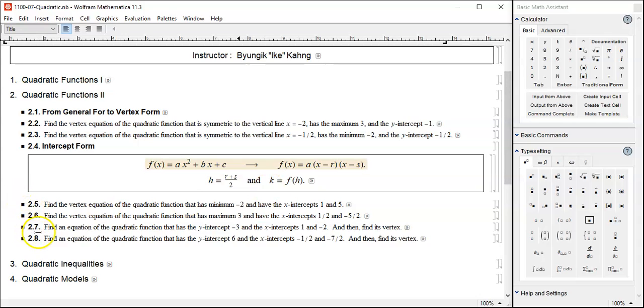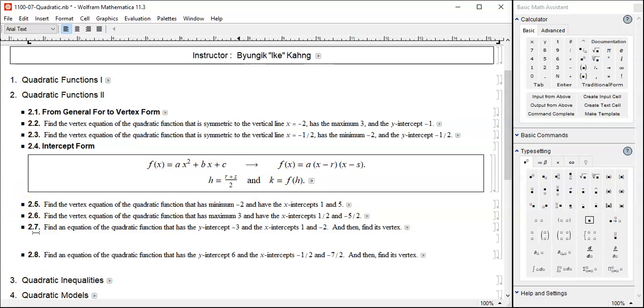Now, how about this kind of problem here, 2.7? Find an equation of the quadratic function that has y-intercept of -3 and x-intercepts of 1 and -2, and then find its vertex. Not the vertex equation directly, but do some other things first and then find its vertex. It may be a bit more challenging, but we have the x-intercepts of 1 and -2, so it's got to be this. All right, let's begin from there.